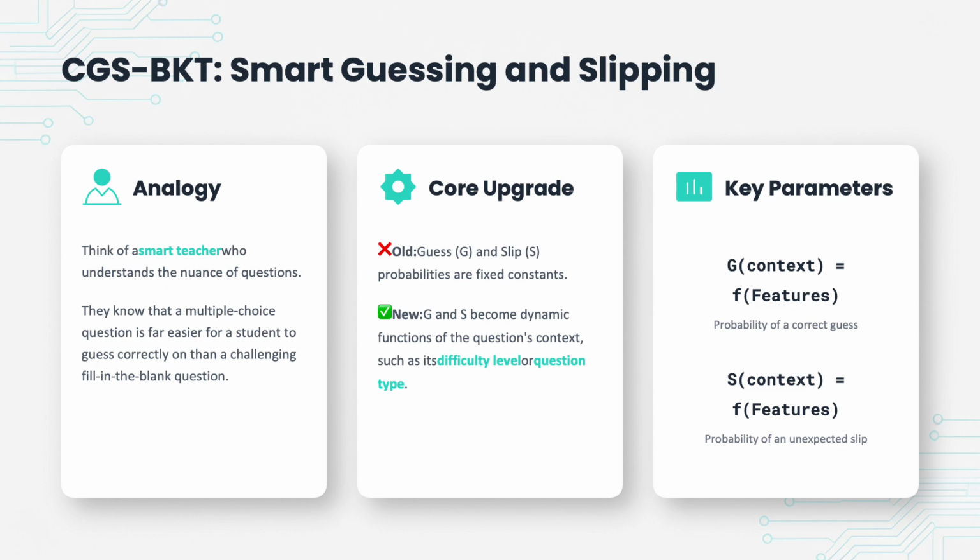Next, let's talk about CGS-BKT, the contextual guess and slip model. Remember the second limitation of basic BKT? It assumed a fixed chance of guessing or slipping up. CGS-BKT fixes this by making G and S dynamic. Think of it as a smart teacher who knows that a student is more likely to guess correctly on a simple multiple-choice question than on a hard essay question. So, instead of using a single value for G, we calculate it based on the question's features, like its type or difficulty level. The same goes for the slip probability S.